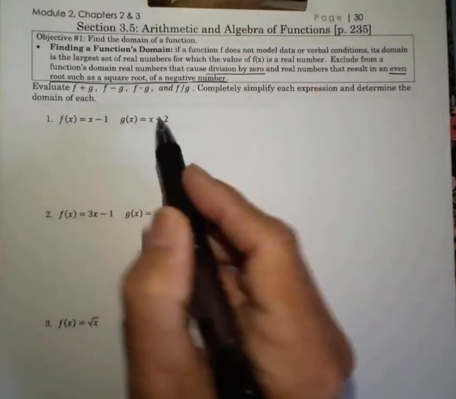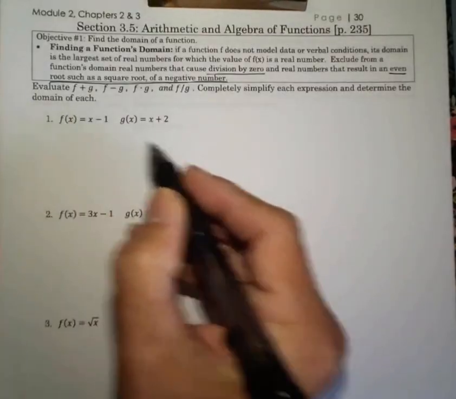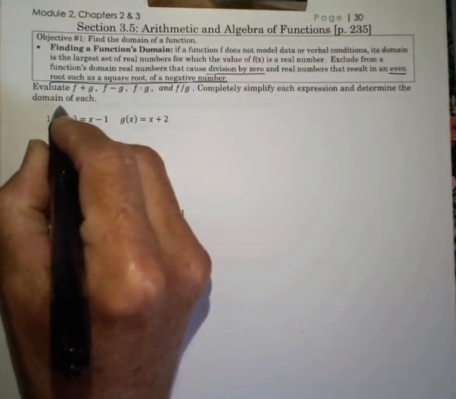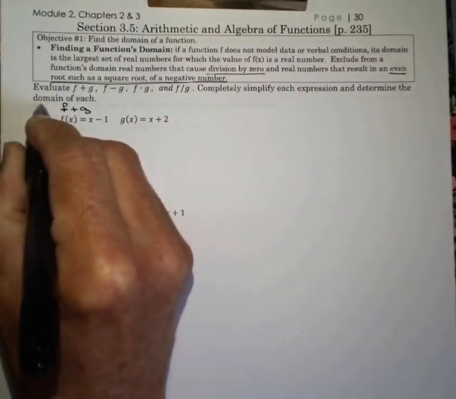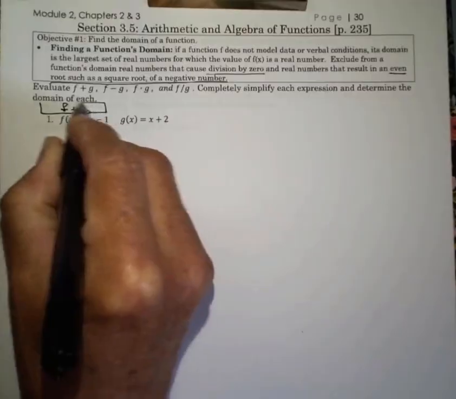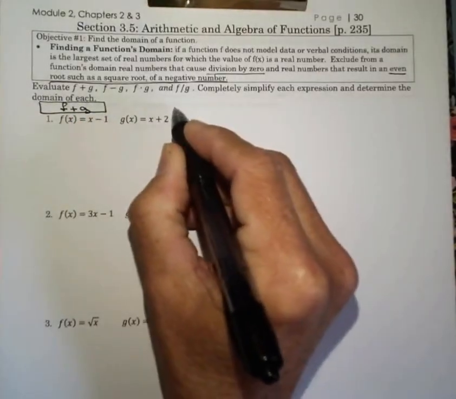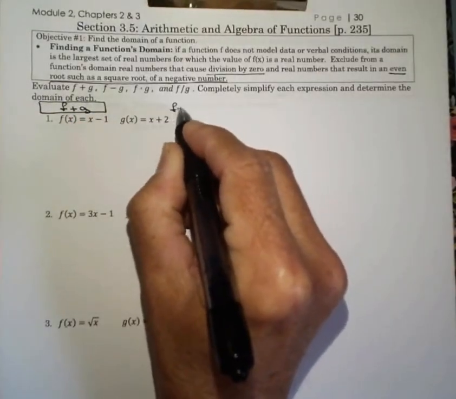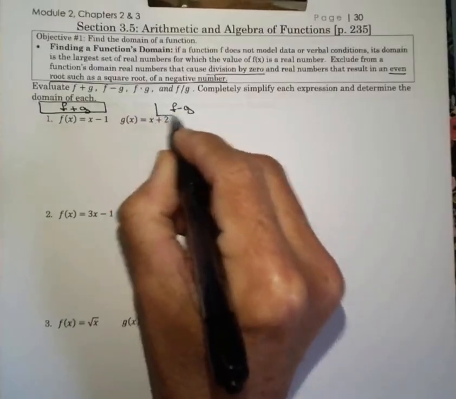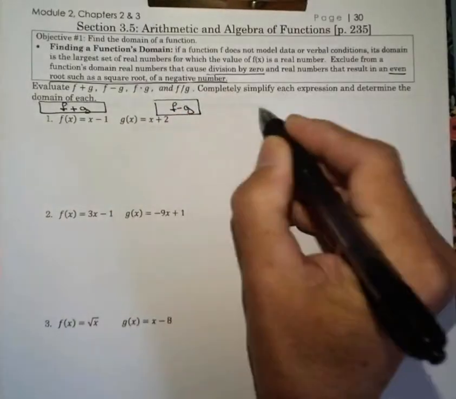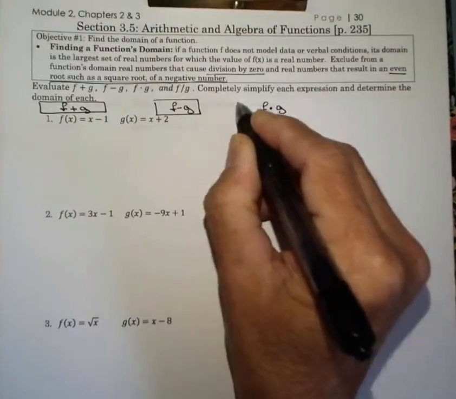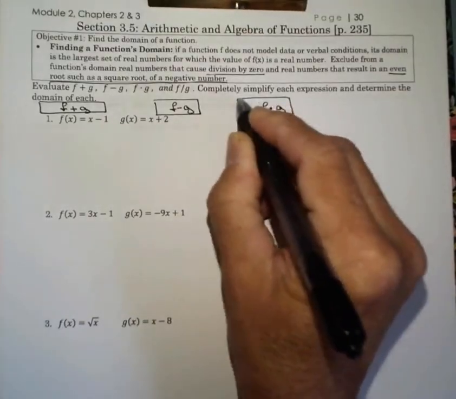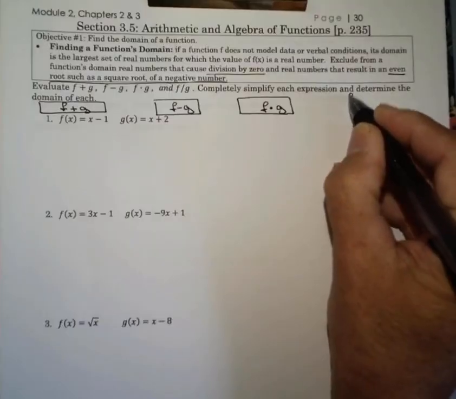The functions are identified in each of the problems. I'm going to add some little titles here so that we can just do them in columns all the way down. This one is going to be f plus g over here. The second one we're going to work on is going to be f minus g. These are the function f and the function g. The third one will be, of course, f times g. And the fourth one will be f divided by g.